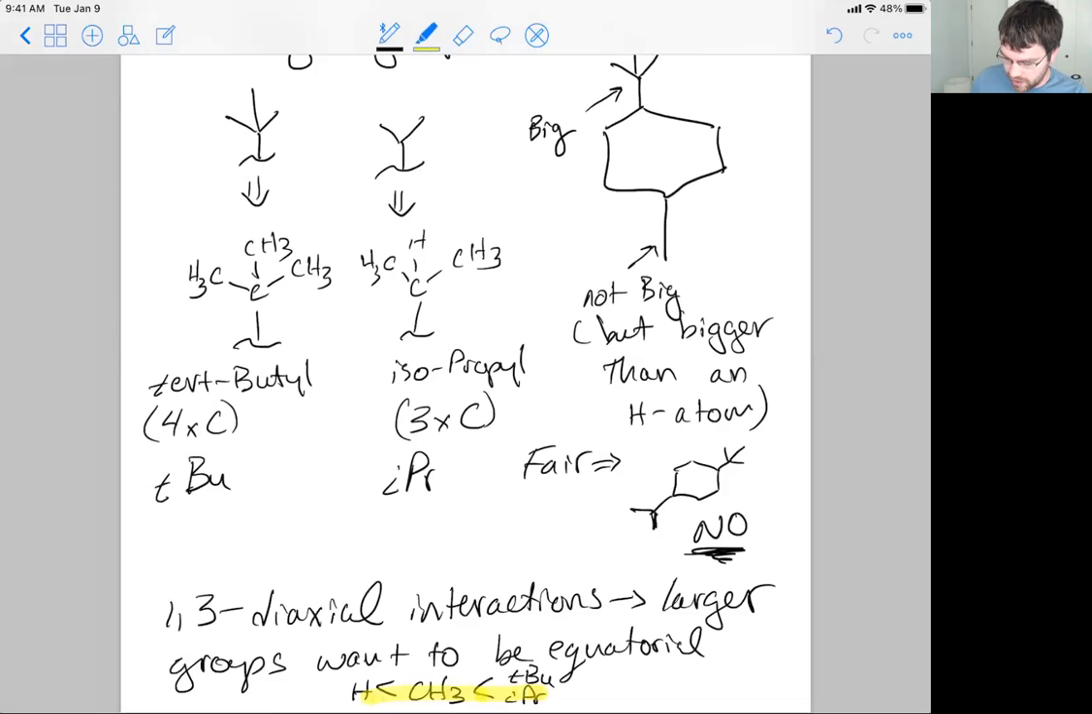Anything else where you're like, ooh, an ethyl group is smaller than a tert-butyl, right? Well, let's just not even get into it. That's not what I'm trying to test you on.